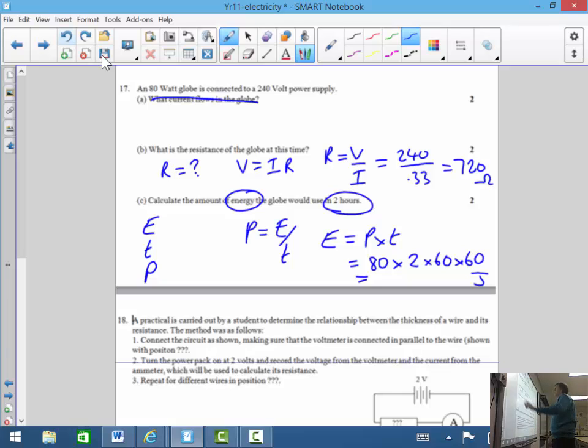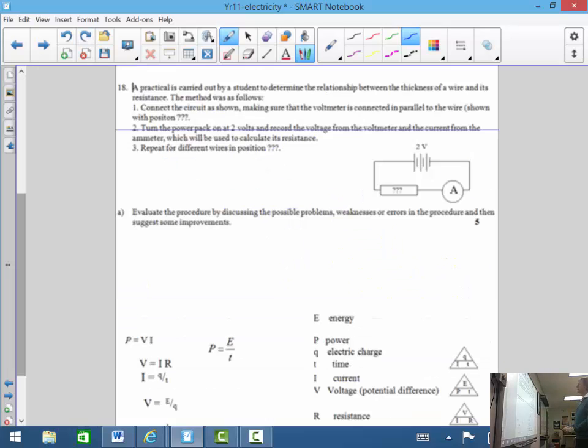Alright, so you end up with 576,000 joules, or you could do 576 kilojoules. A practical is carried out by students to determine the relationship between the thickness of a wire and its resistance. The method was as follows.